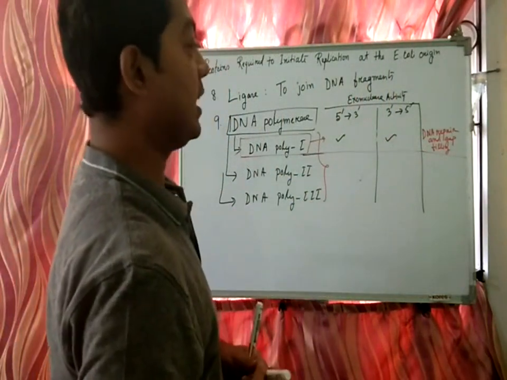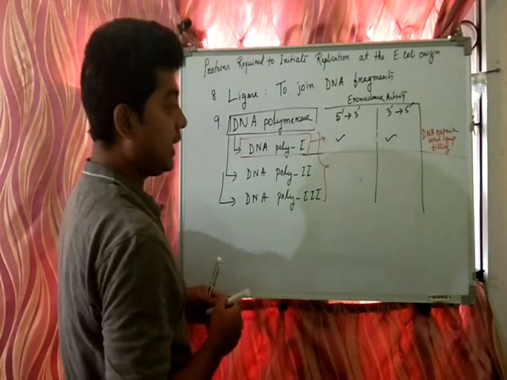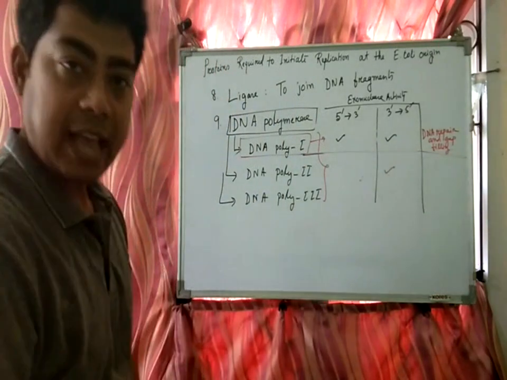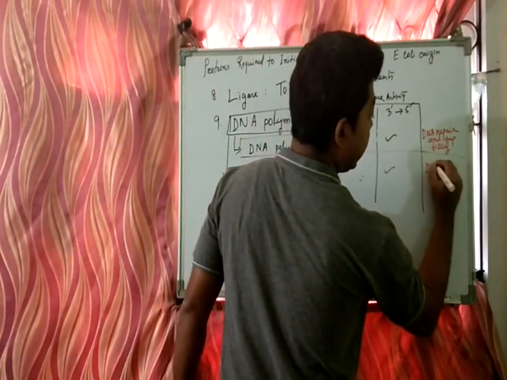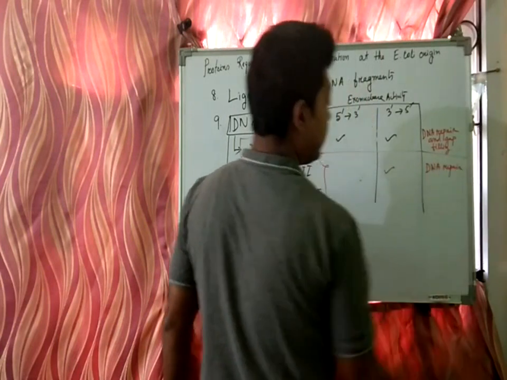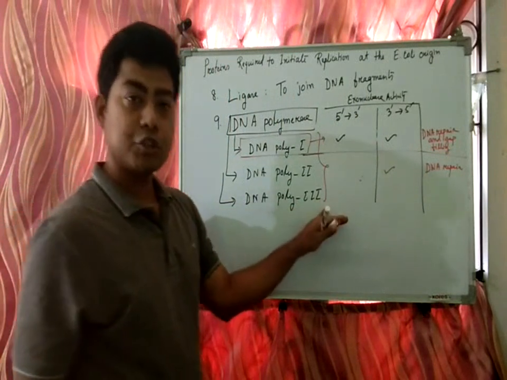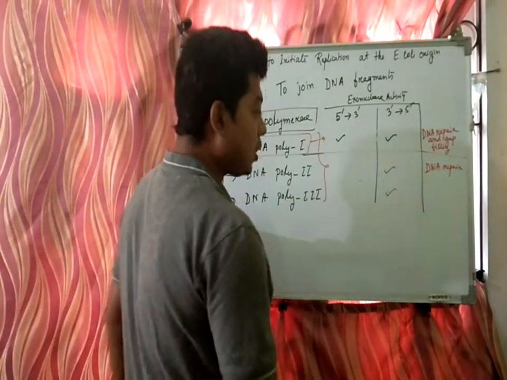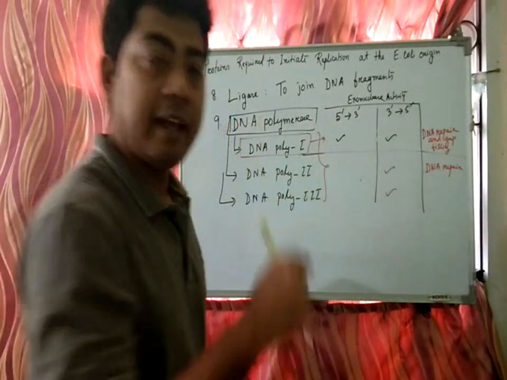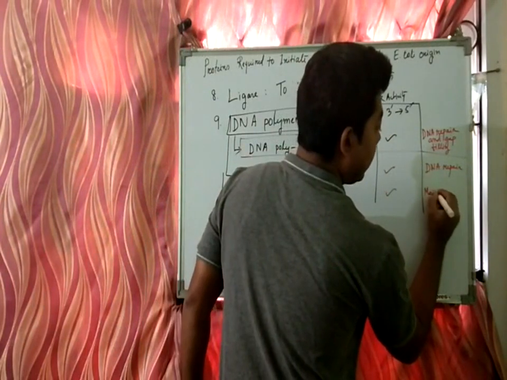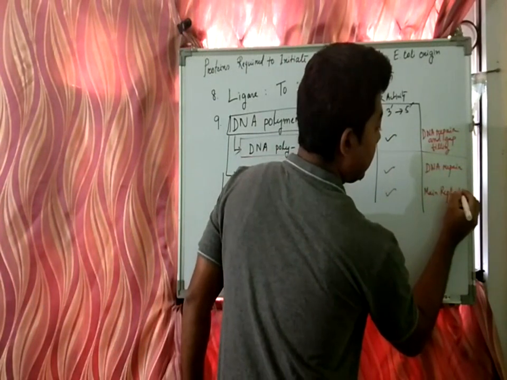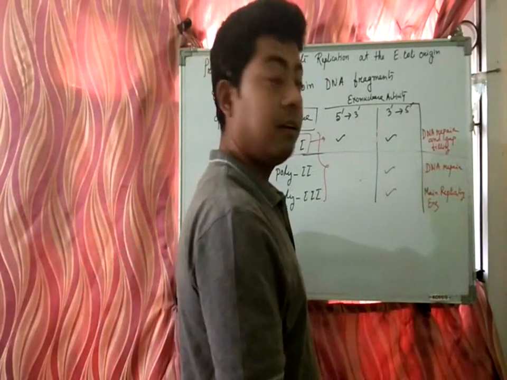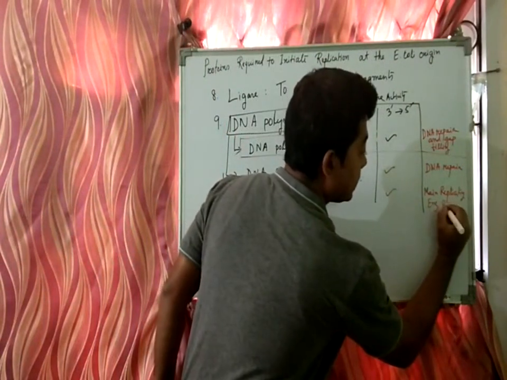But in case of DNA polymerase 2, it has only 3 to 5 exonuclease activity, and it also takes part in the DNA repair mechanism. And lastly, DNA polymerase III also has 3 to 5 exonuclease activity. Okay, and DNA polymerase III is the main replicating enzyme. Also, it has proofreading activity, like DNA repair.